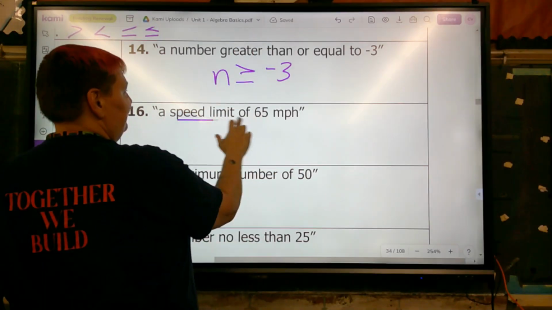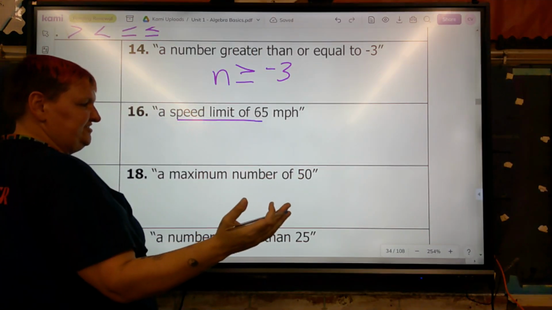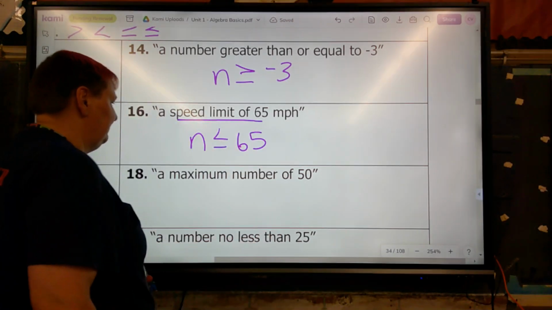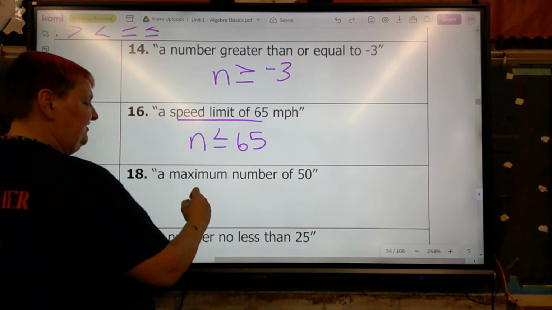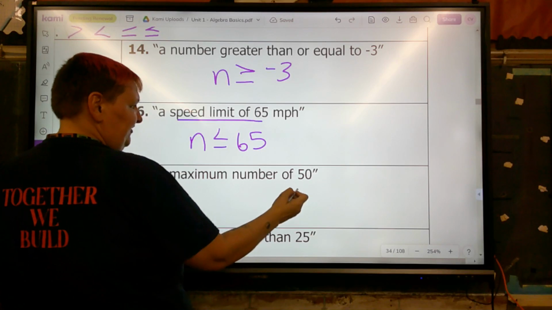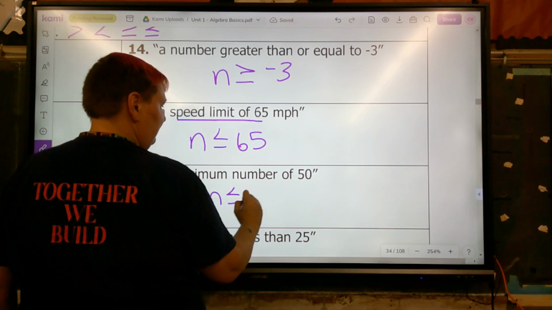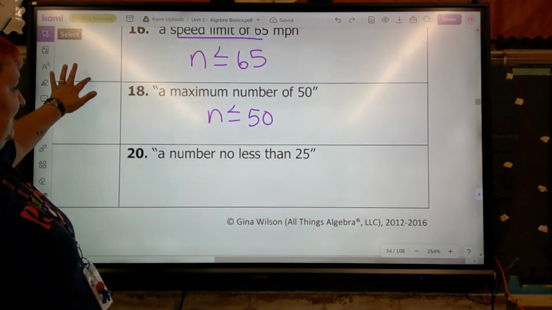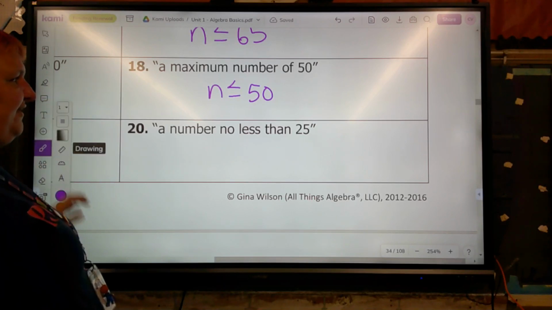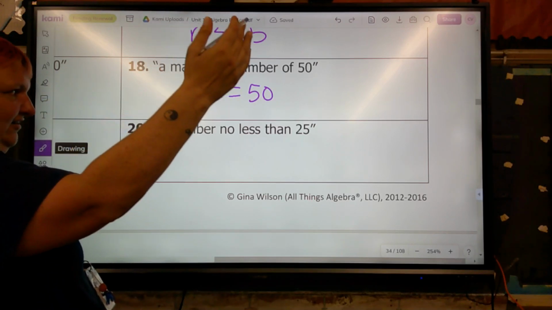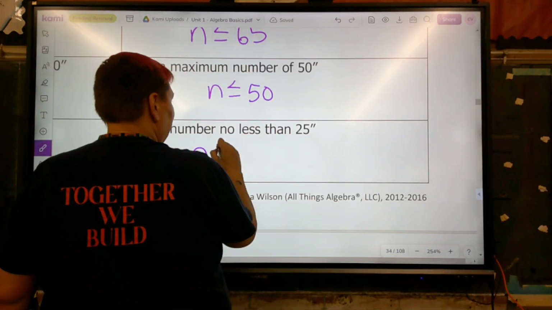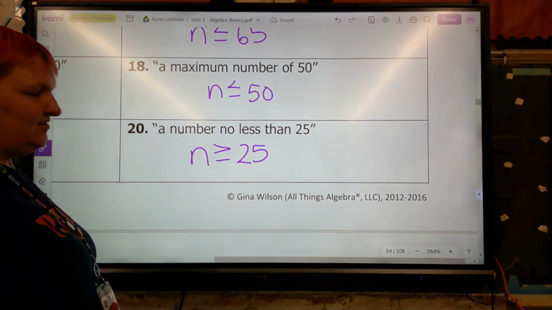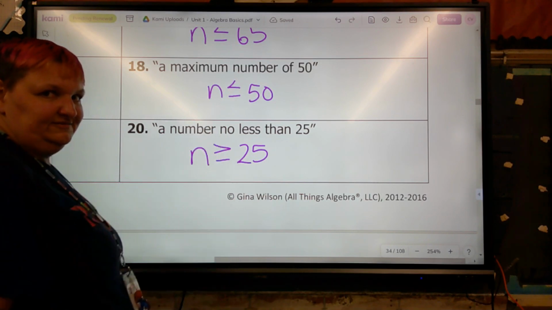A speed limit of 65. So 65 or less than or equal to 65. A maximum number of 50. So it can't be higher than 50. So a number less than or equal to 50. A number no less than 25, meaning it could be 25 or higher. Right? A number that has to be greater than or equal to 25. It can't be less than, so it can be equal to or greater.